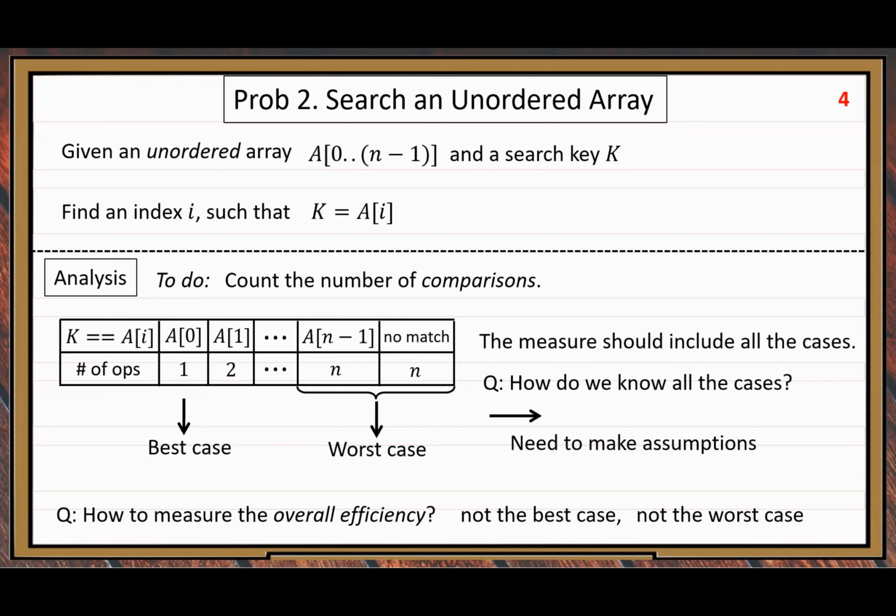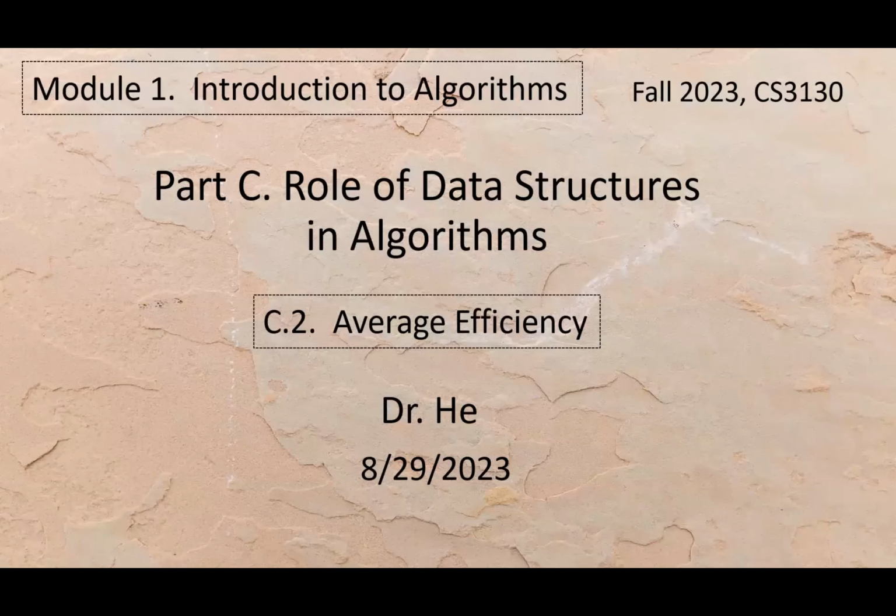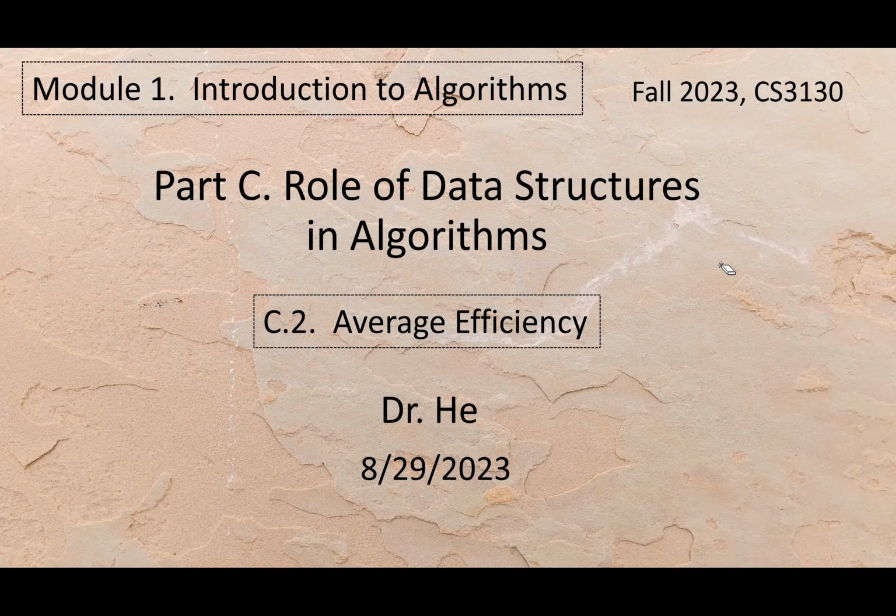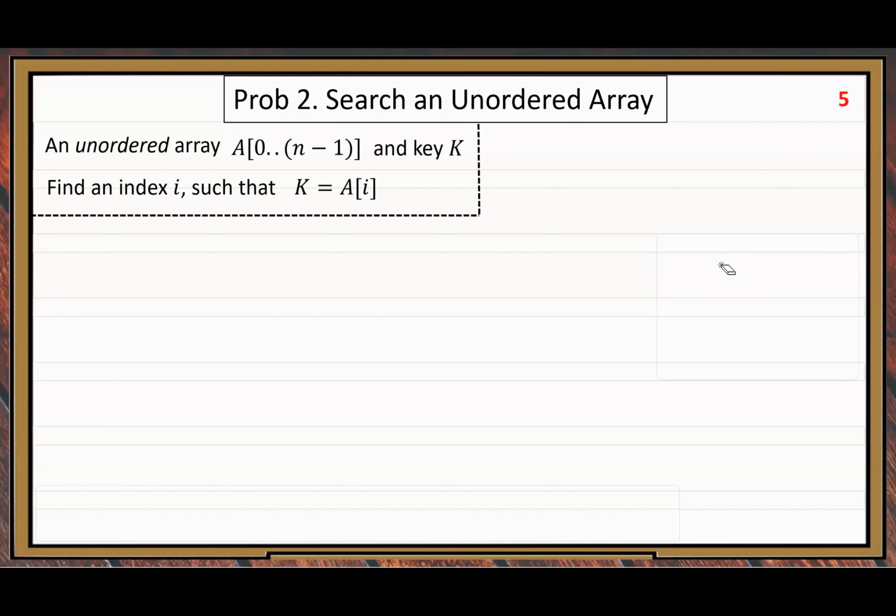So what information is missing here? Let's move to C.2, average case efficiency. Average case efficiency calculation. But we need to make some important assumption, or there is an important piece of information that should be provided by someone, or we need to find it. So what is that information? Think about it.